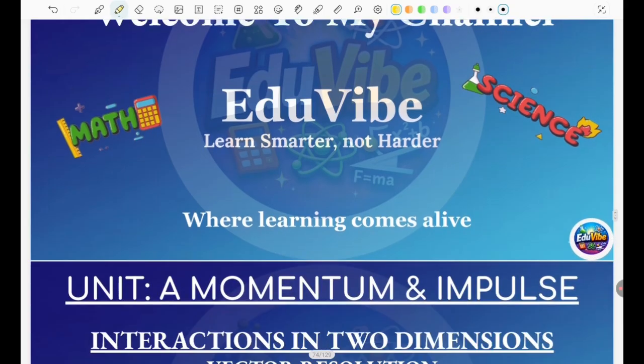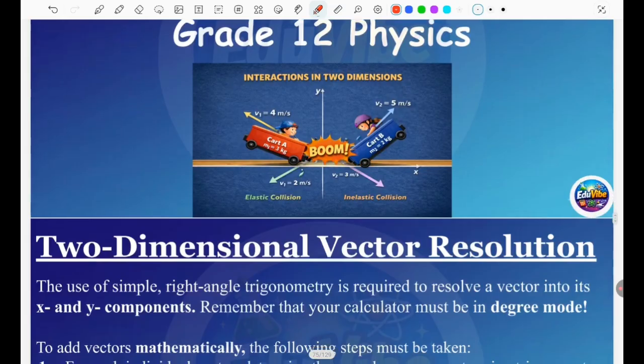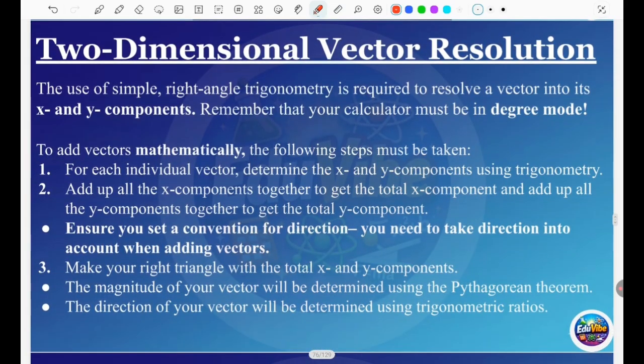Today we will start another topic of momentum and impulse, and basically we're doing the interactions in two dimensions as we started in the previous lesson. We will do another topic of this, which is vector resolution. The vector resolution is more likely from 11 physics when we do the vector addition. So just refresh your mind on how you can do this in 11th physics. We'll do one example from there and then go on to the actual grade 12 physics related topic.